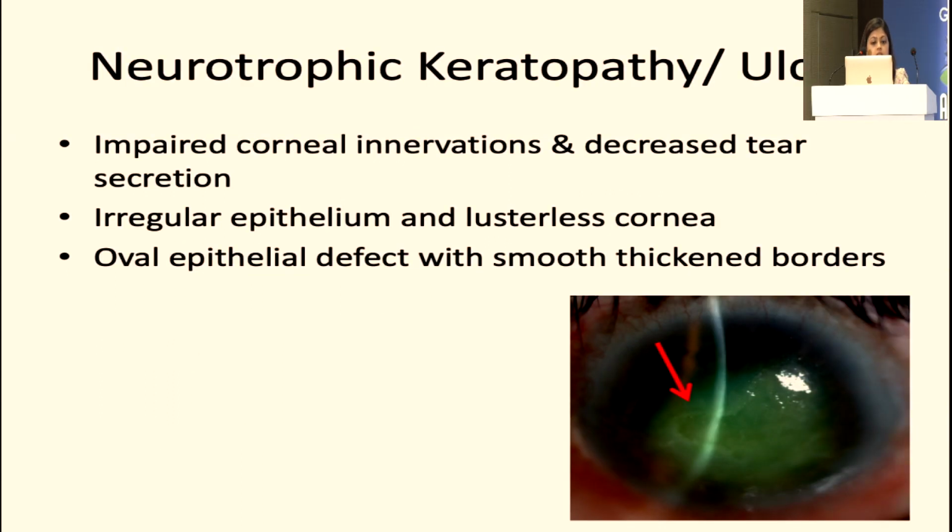Another entity is neurotrophic keratopathy, which is neither infectious nor immune, but is instead because of impaired corneal innervation and decreased tear secretion. These present in the form of irregular epithelium and lustreless cornea, and eventually develop an epithelial defect which has oval, smooth, thickened borders.